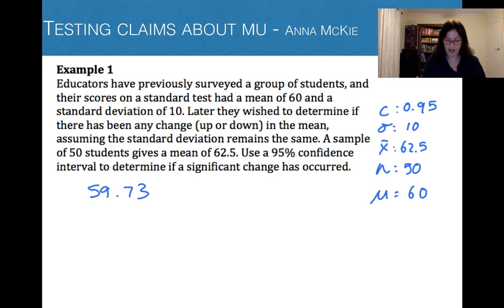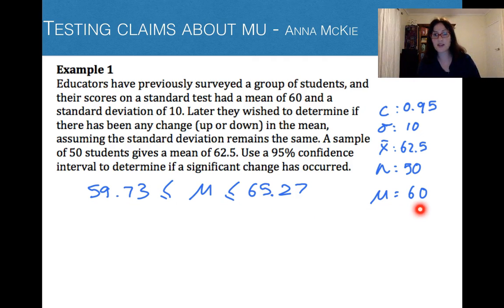When you work that out, you get 59.73 on one end and 65.27 on the other. Mu is in the middle, not x bar. And there we go. So where is 60 in comparison to this? It's within. So we cannot definitively say that a change has occurred.